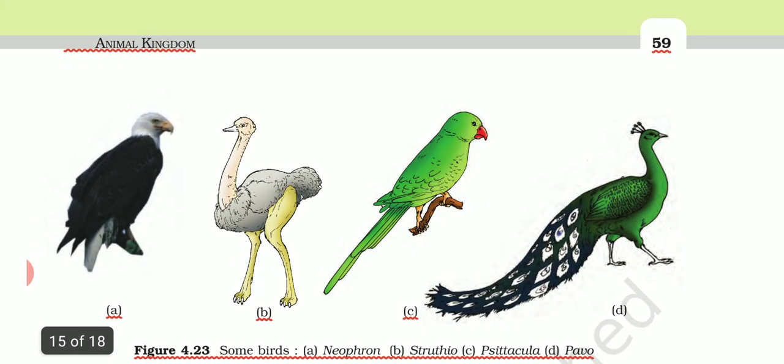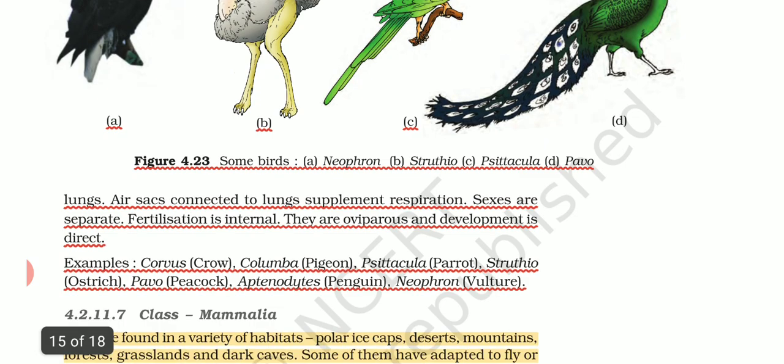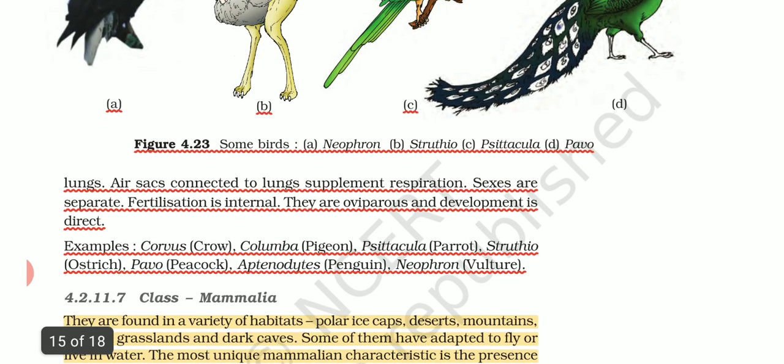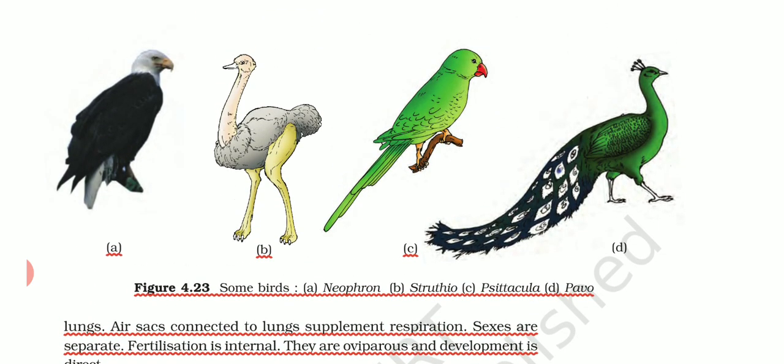Coming to the respiration part. Respiration is done by lungs. Air sacs are present. They are connected to the lungs, which can supplement the respiration so that they can easily inhale the oxygen from the surroundings.